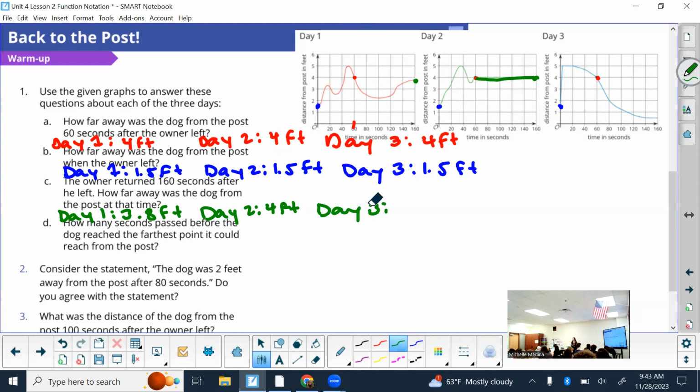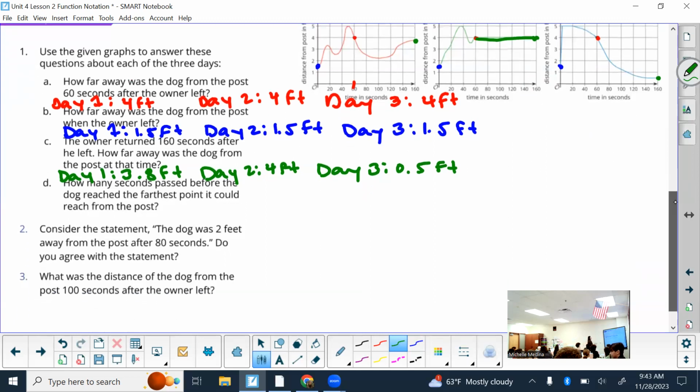Table 1, for day 3, that question: how far was the dog 160 seconds after the owner left? Day 3. Okay, I agree, about 0.5 feet, because look at 160 seconds on that one, look where it touches on the line. About 0.5, I would agree.